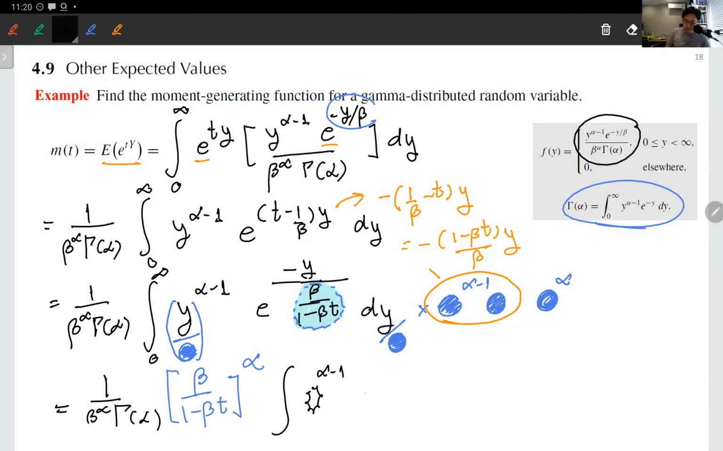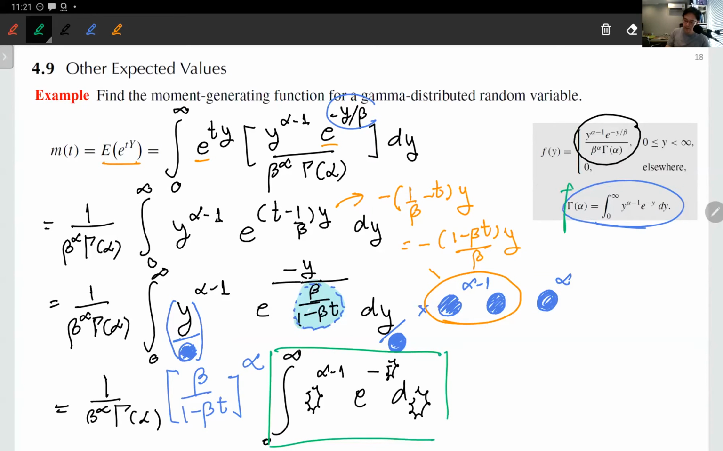y to the alpha minus 1, e to the negative y over that blue stuff. I'm just calling that so that is to the alpha minus 1, e to the negative that. And what is this thing here? Of course, this is your gamma of alpha. Very good. So this whole thing right here is the integral of y to the alpha minus 1, e to the negative the thing. I would call this gamma of alpha.